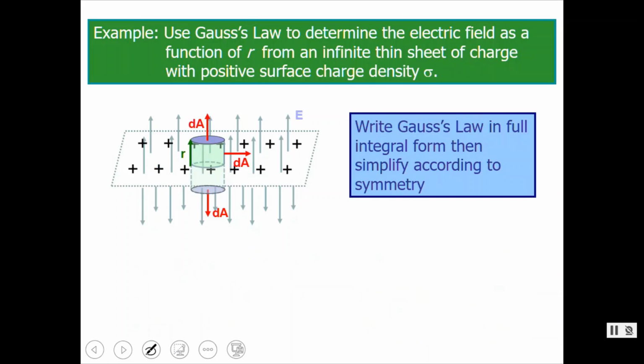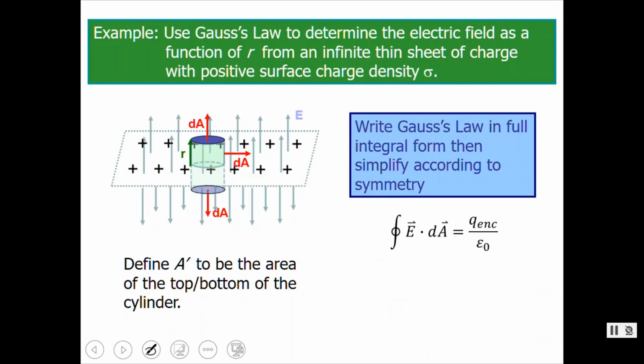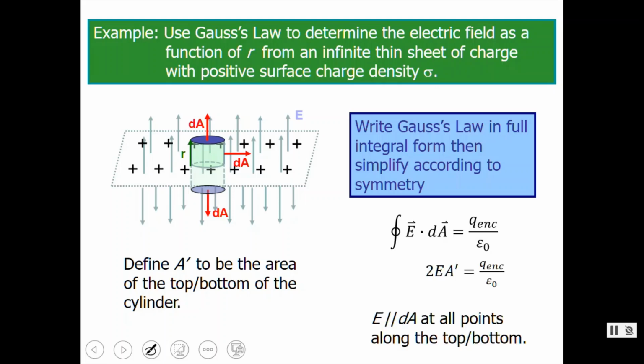You're going to write Gauss's law in full integral form and simplify. So we'd have the integral of E dot dA is equal to Q enclosed over E naught. Basically, we're going to define what I call A prime, which is going to be the area of the top or bottom of the cylinder. So that I have an E times A prime for the top because they're parallel. The reason I don't use A is that A might be the surface area of the whole sheet. So I'm using a slightly different variable to represent that I'm just using it for that one small purpose.